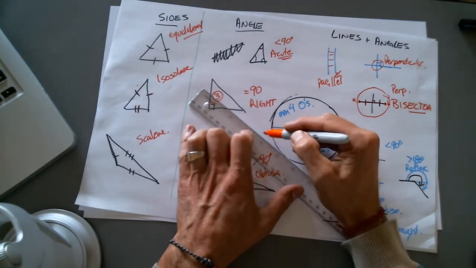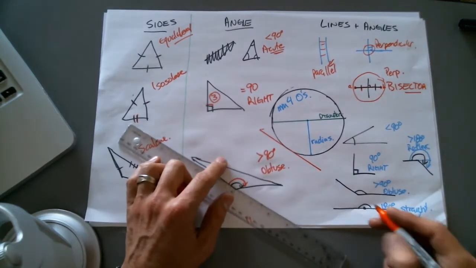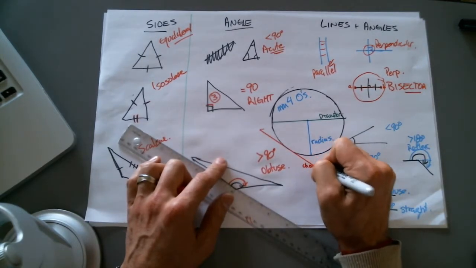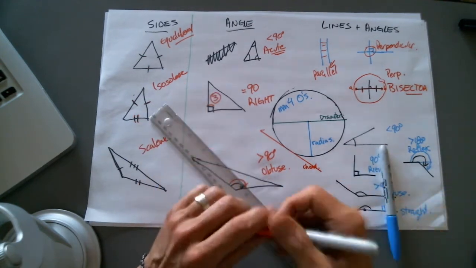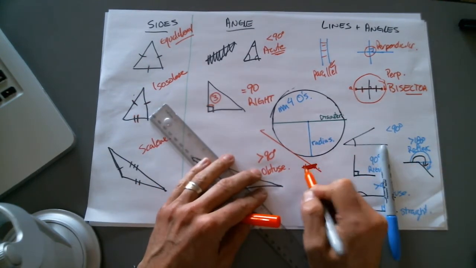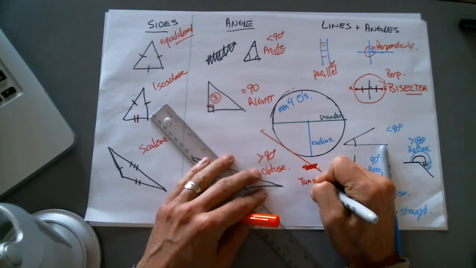2 other things. If we have a line that touches the circle, it's called a chord. And the final one is, that's not a chord. Wrong, Mr. Paul. It's called a tangent.